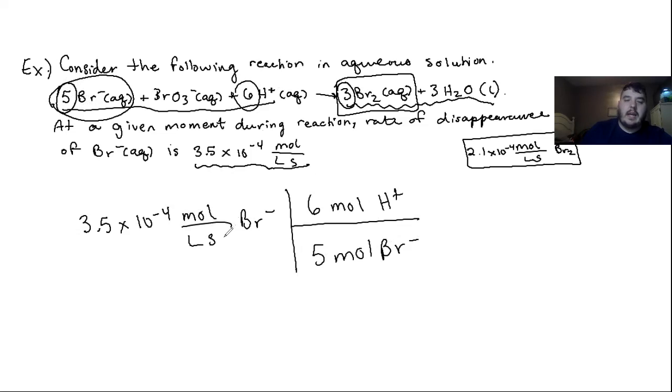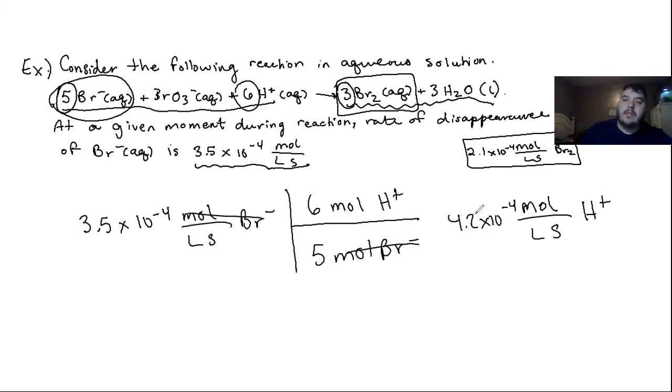Now we can see that we're going to get rid of our moles of bromine again. And this time we're going to multiply. And again, we're going to get a mole over liters per second. Again, this is like molarity per second. And let's determine what we've got here. 3.5 times 10 to the 4 times 6 divided by 5 is going to give me a value of 4.2 times 10 to the negative 4 moles per liter per second.